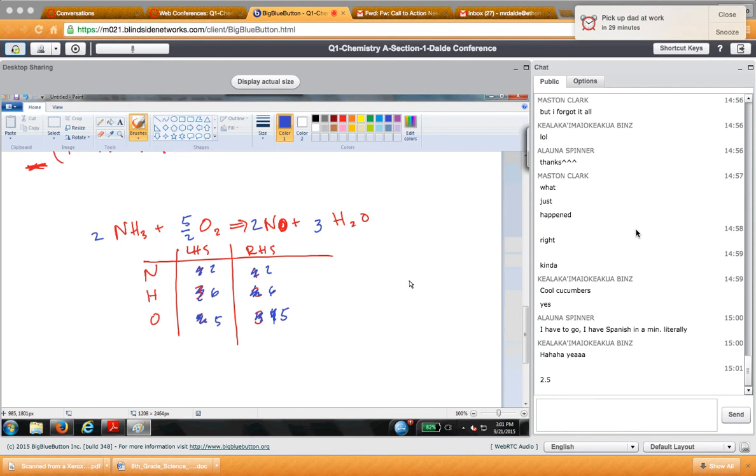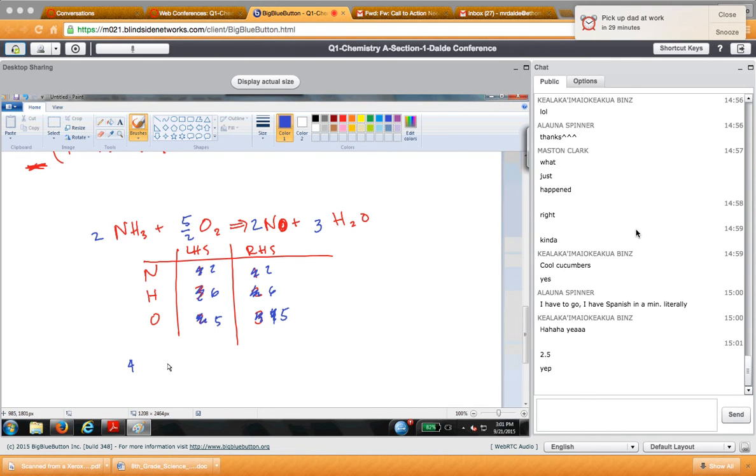Sound good? So this would be 4 NH3 plus 5 O2 is equal to 4 NO plus 6 H2O.